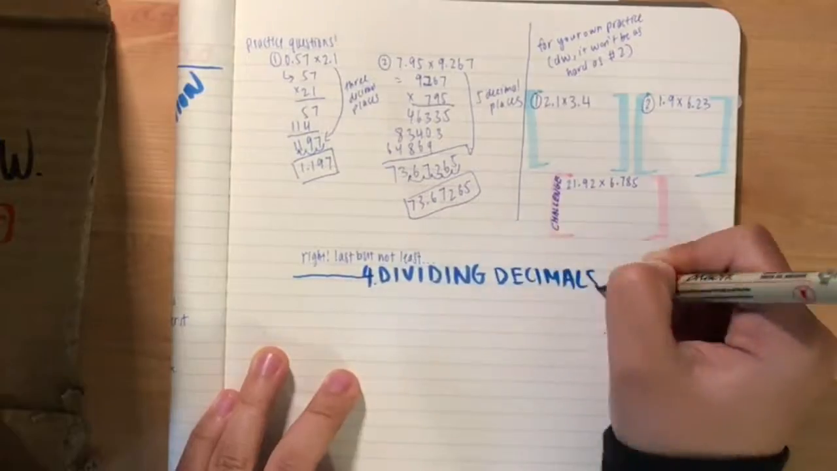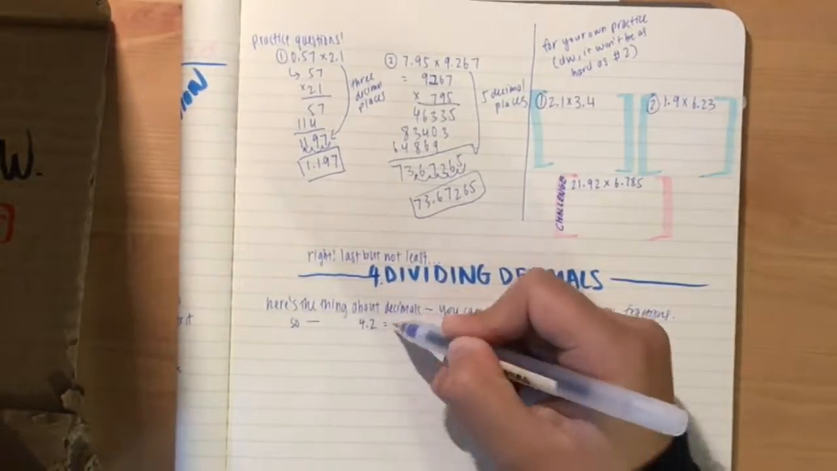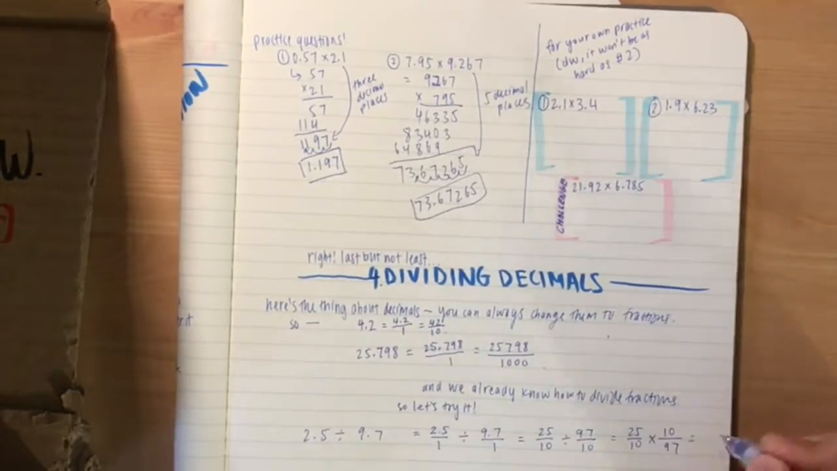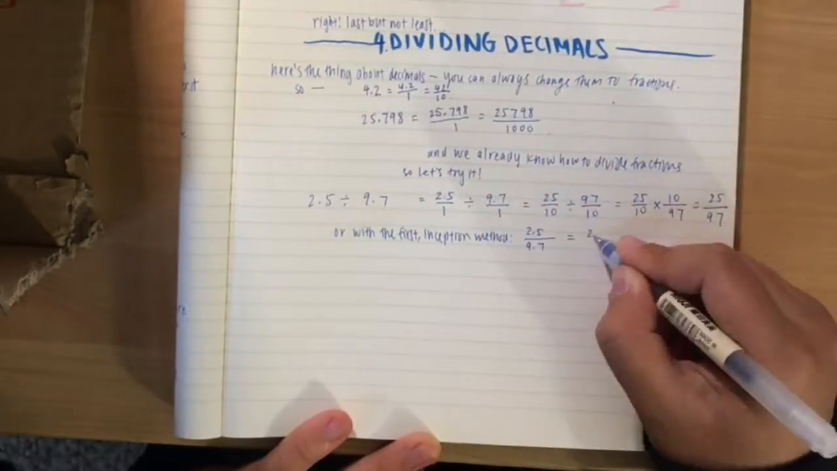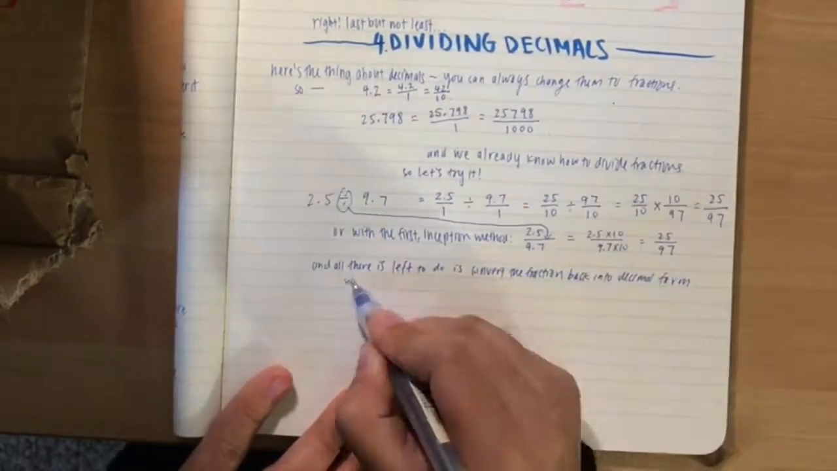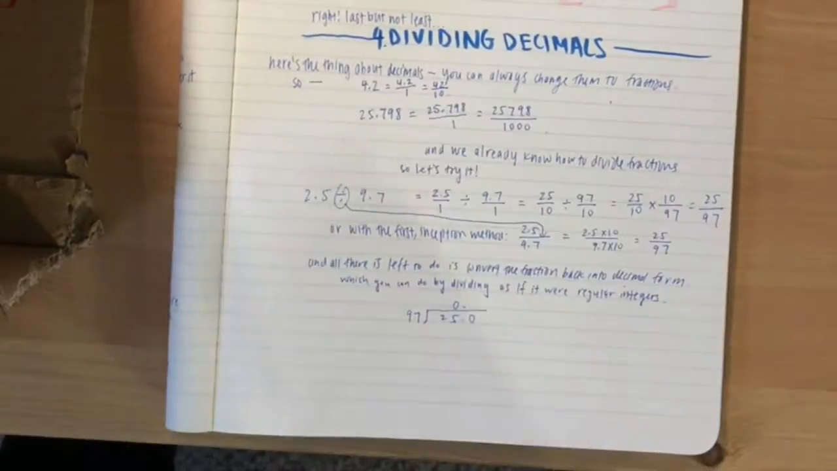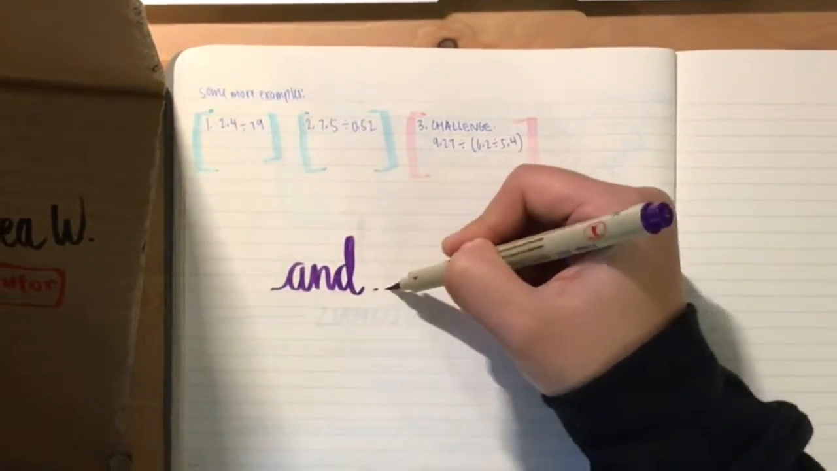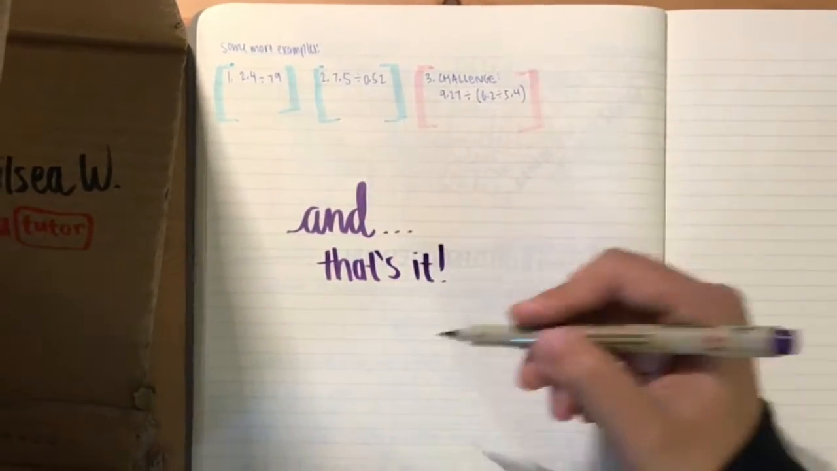And last but not least, the fourth section is about dividing decimals. So remember, decimals, you can always change them to fractions, and here's a few steps how. And we already know how to divide fractions, so let's try it. We just use the reciprocal method or the inception method, and then we convert it back into a decimal. So here's some more examples, and that's about it.